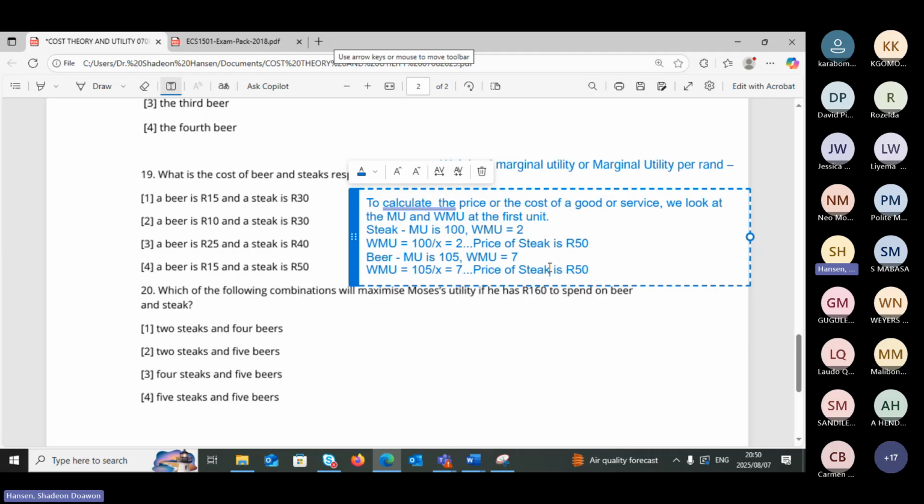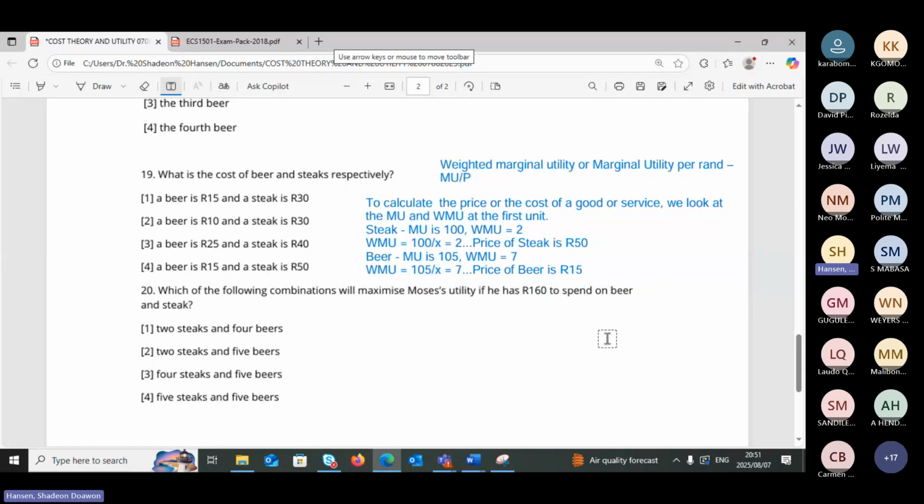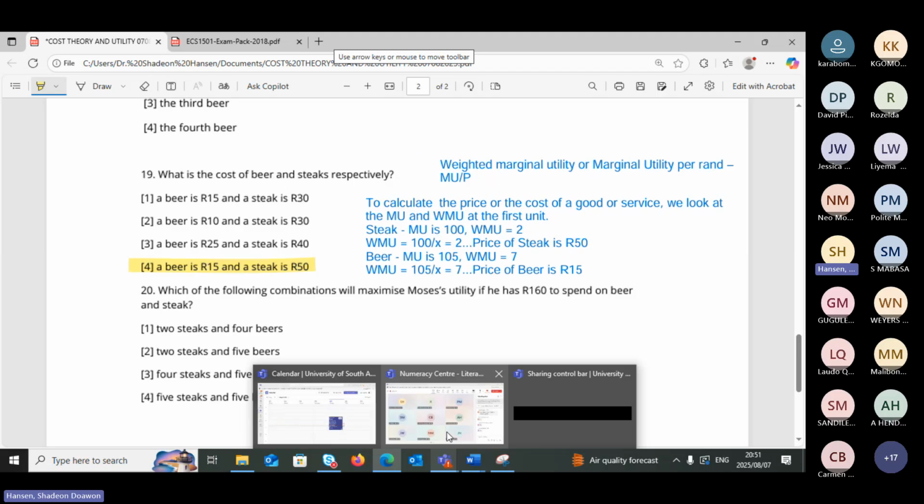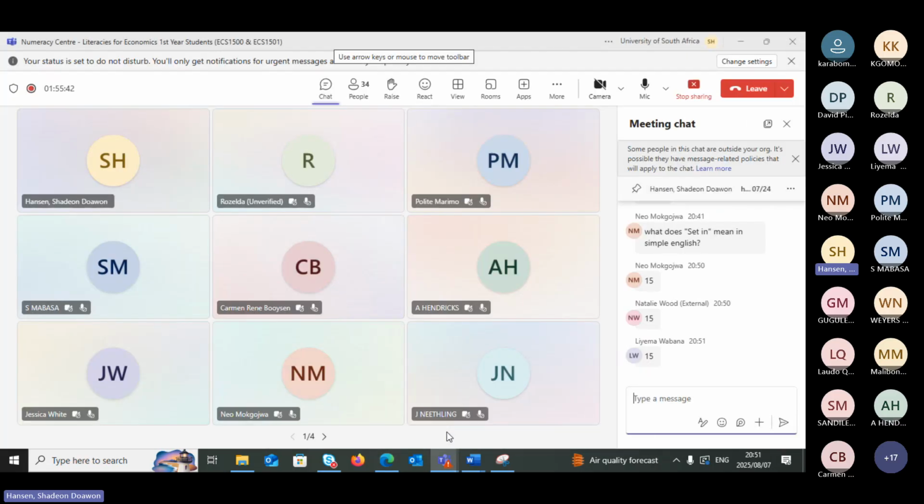So the price of beer is 15 Rand. You see. And then, of course, our answer over there is number 4. Right? That is our answer over there. Number 4. Are we together, students? This is just one of the ways in which the questions can be asked. Just be on the lookout for that.